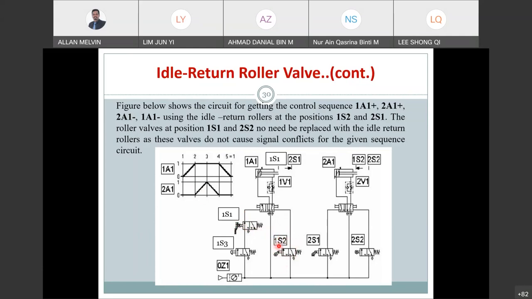So 1S2 will choose based on the particular direction. Okay, so 2S1 also. The naming is confusing, I know. He tried to give an example like this. So try to relate, try to understand. The main thing is the idle return roller valve is used to eliminate one of the signals. It's like adding more conditions to the valve for it to decide. If this condition is met and this condition is met, then it accepts and gives the signal. So like that.